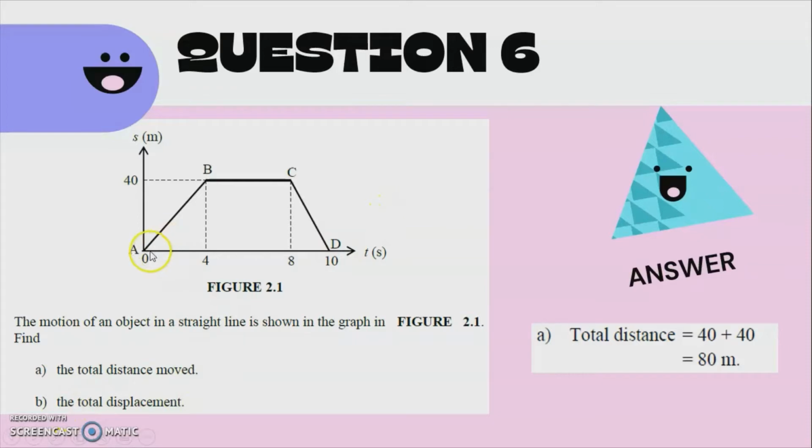Untuk displacement pula, bila A sampai D ni dia back to initial position, so displacement is equals to 0.